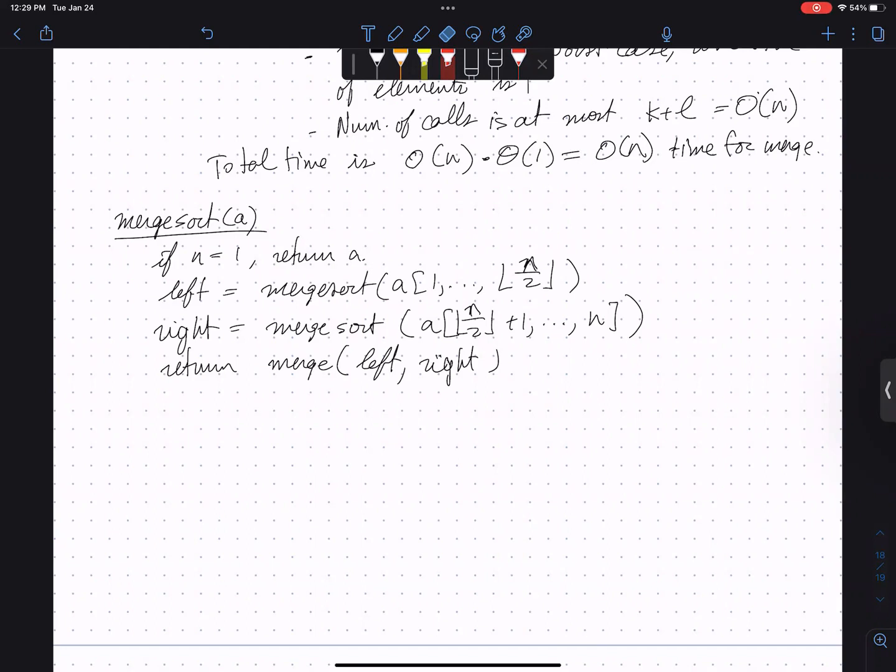Okay, so that's the merge sort algorithm. And now we can write down the runtime of merge sort. We have 2 recursive calls, each one of size n over 2. And the conquer step, how long does it take? Well, we just analyzed that. That's O of n.